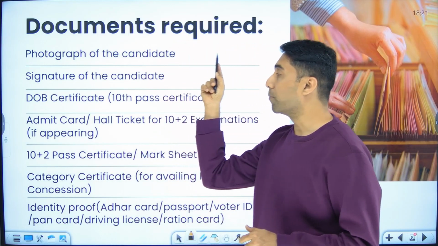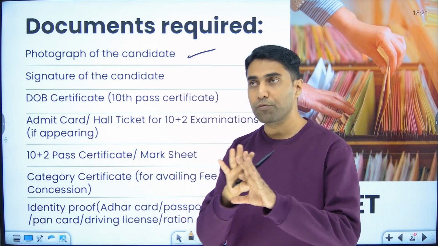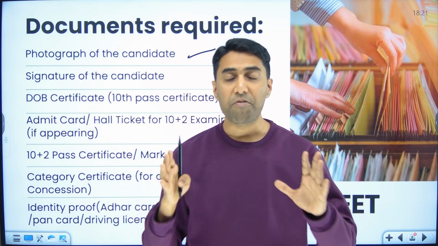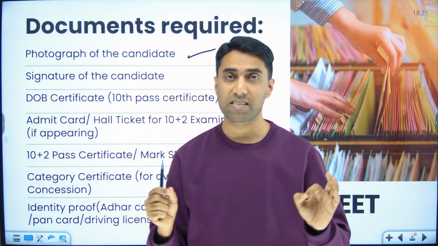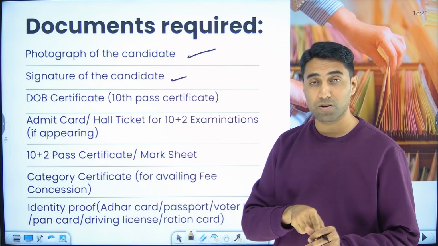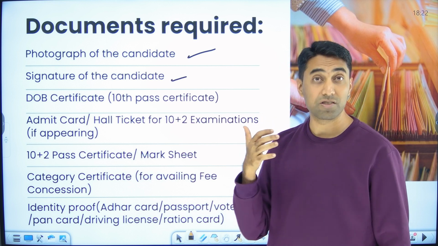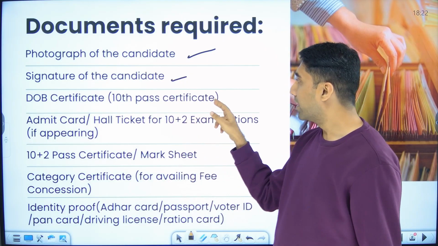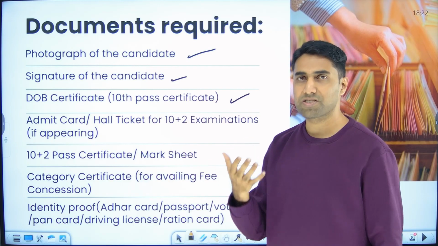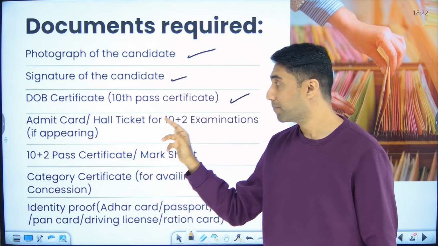So these are the documents: photograph of the candidate. All these are soft copies. There is no physical copy. You don't have to go to any office and give it, nothing. Everything is online, which is very, very easy and very, very good. So photograph of the candidate, signature. Signature also you should have signed, and you should take a picture of that so that it is authentic, that it is you yourself who is applying. Date of birth certificate, and for that you need a 10th pass. So the 10th standard marks card will have your date of birth, which is a very, very important document.